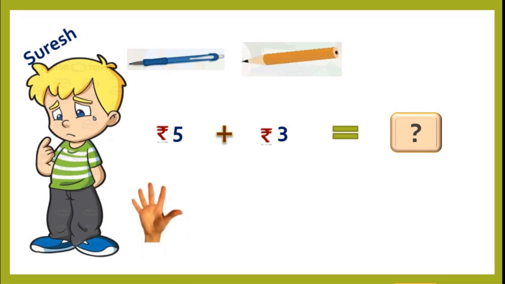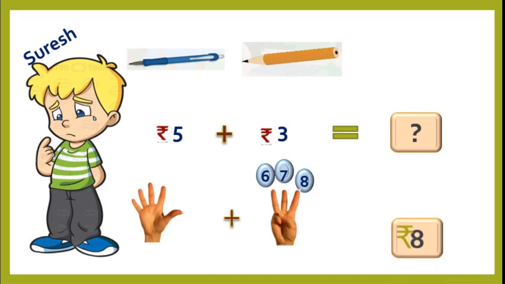Here 5 rupees means 5 fingers I have taken plus 3. Okay, we will make 5. Then this became 6. This is 7. This is 8. Isn't it? So the total amount it became 8 rupees. Now he will give rupees 8 to the shopkeeper for pen and for the pencil.